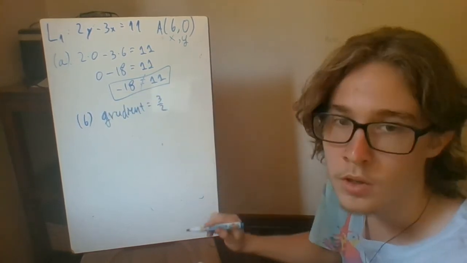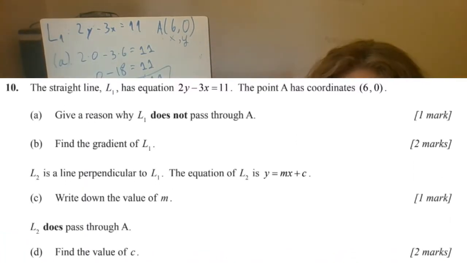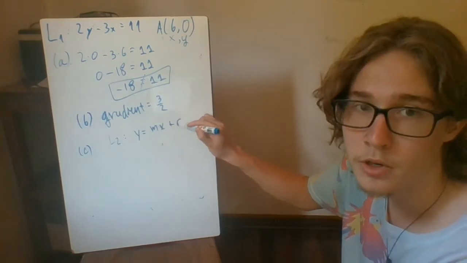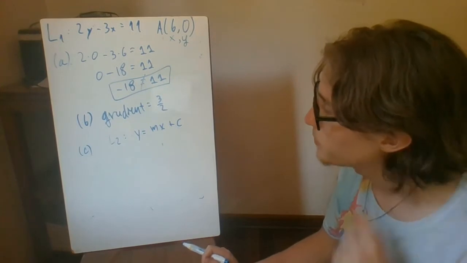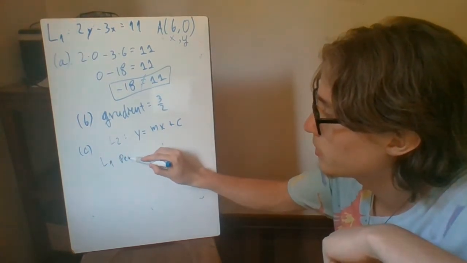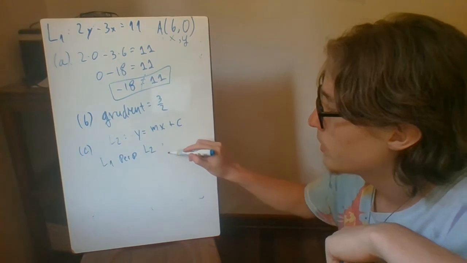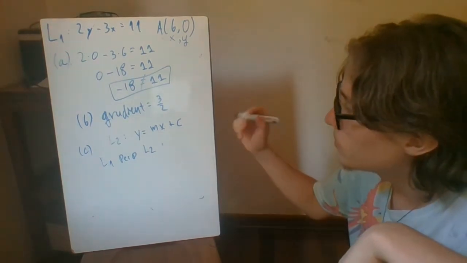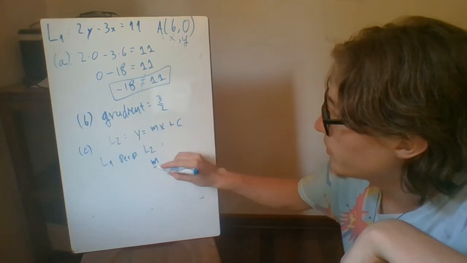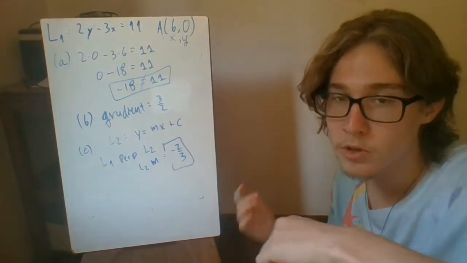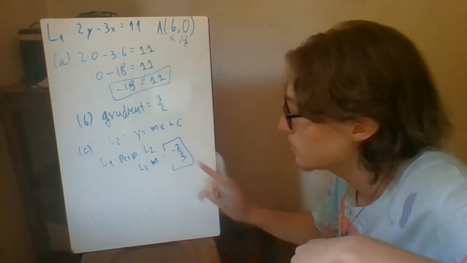is 3 over 2. Now for part C, they tell us that L2 is a line perpendicular to L1, and the equation of L2 is y = mx + c, sorry. So what is the value of m? Well, if you want to learn it by memory, if L1 is perpendicular to L2, then the gradient of L2 is going to be the flip and the negative of L1. So the value of m for L2 is going to be negative 2 over 3. If you want to learn it by memory, you flip it and multiply it by negative 1.